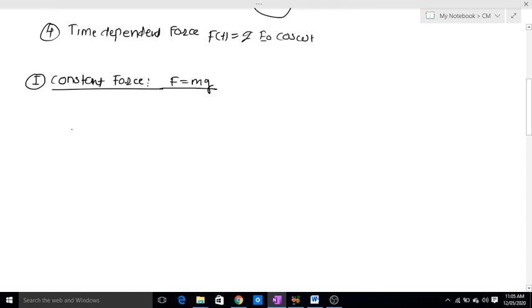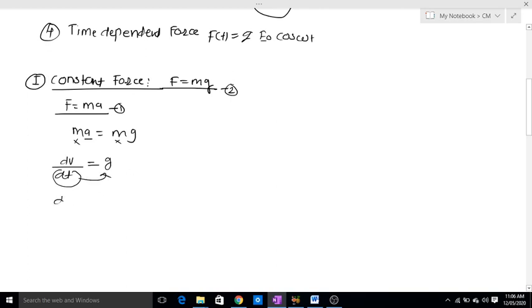देखिए, as you know that according to Newton's second law, F equals ma. Now this is equation 1, this is equation 2. Equating equations 1 and 2, you get ma equals mg. m gets cancelled. In terms of acceleration, you can write dv by dt equals g. Now shift this dt to the other side. dv equals g dt.